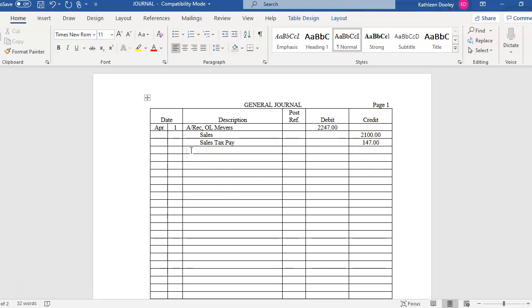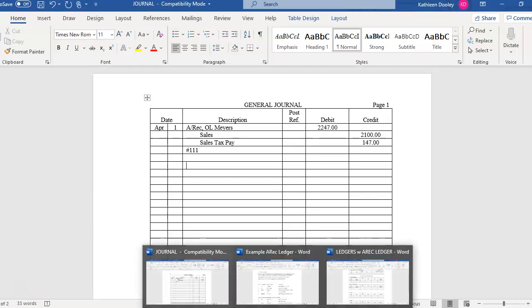For your explanation, you can say sales on account, but you don't really even need to say that. But mainly you have to have the invoice number. So this is number 111. So that's going to go as your explanation. If anybody needed to check out this, they could go find sales invoice number 111 and look it up and see exactly what was involved with that invoice.